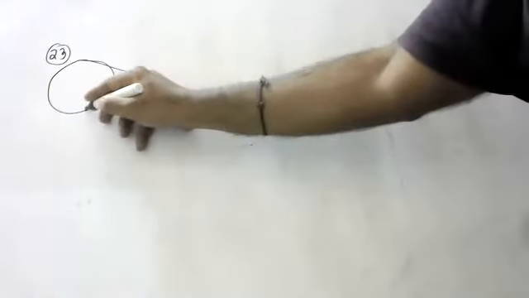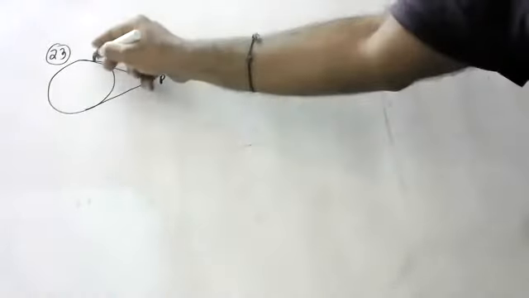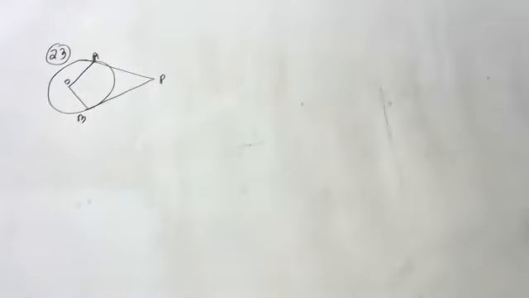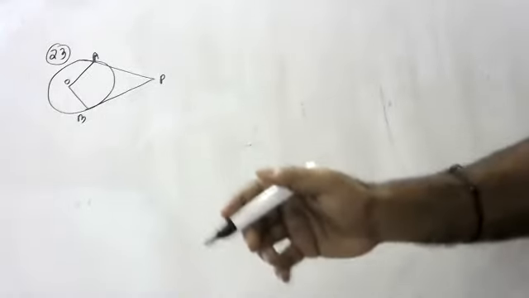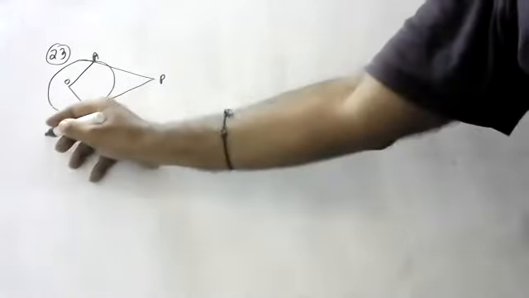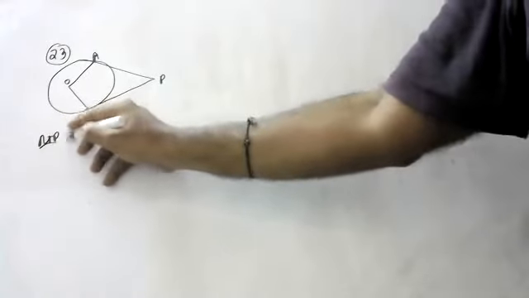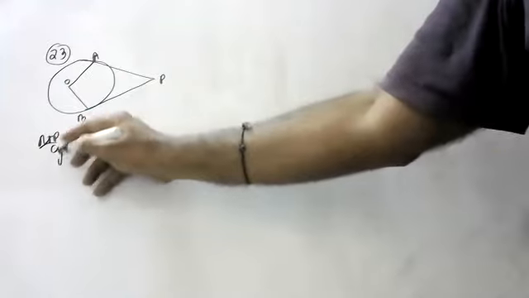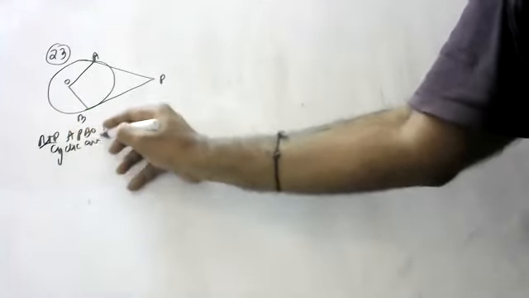Two tangents PA and PB are drawn from external point P. Children, two tangents are drawn, PA and PB. This is the center of the circle. Okay, children, what is it? We have to prove that AOBP is a cyclic quadrilateral. Required to prove: APBO is a cyclic quadrilateral.